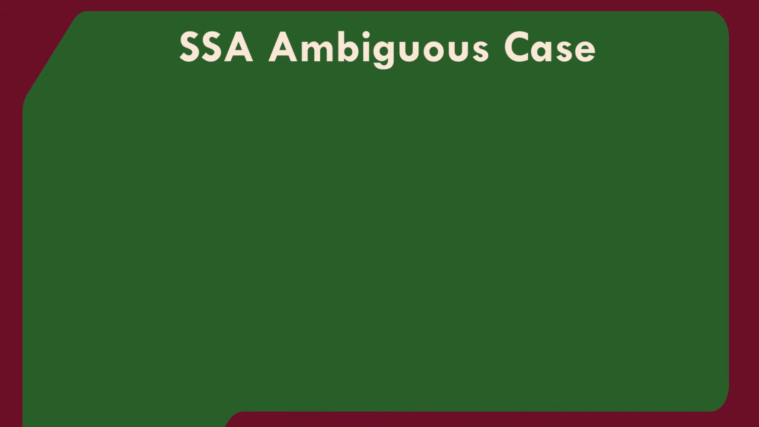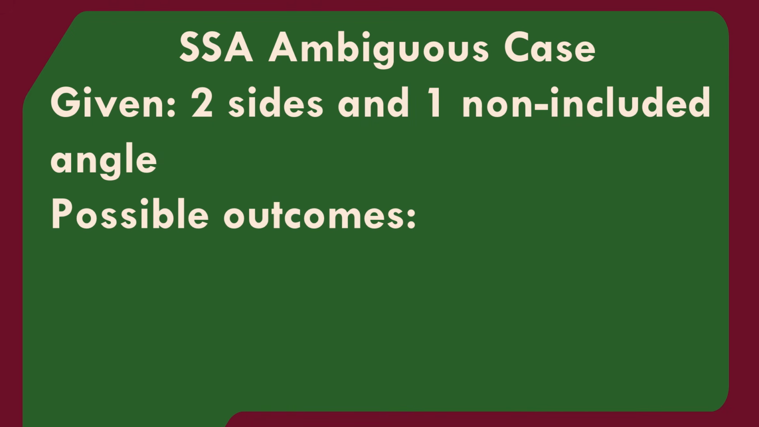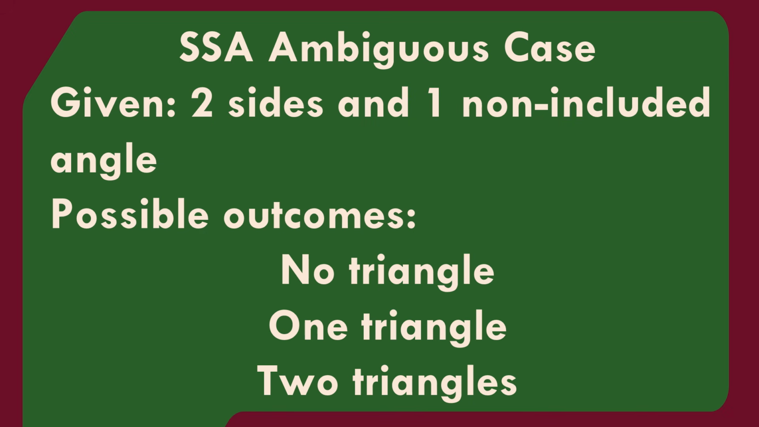SSA ambiguous case. The given is an SSA ambiguous case if we have two sides and one non-included angle. What could be the possible outcomes? If that is the case, the possible outcomes are no triangle, one triangle, or two triangles.